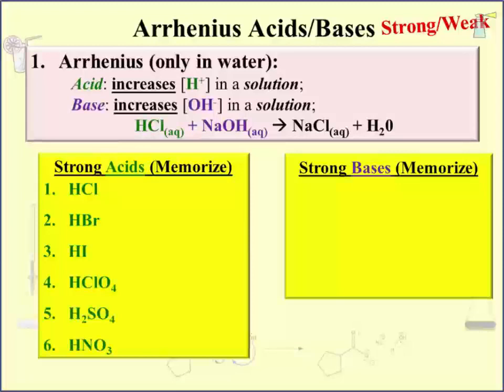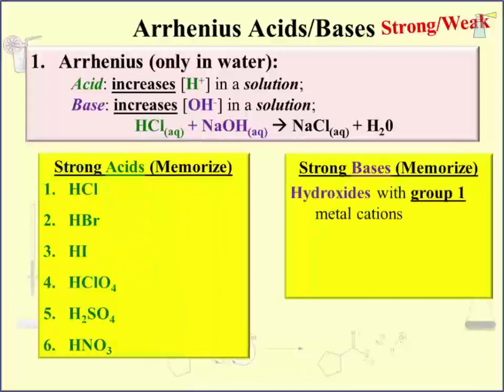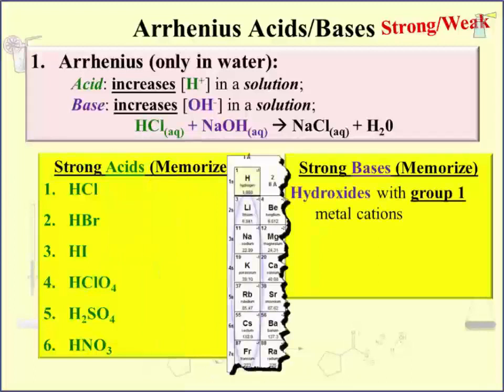One way to help memorize some of these is to note that 3 of them have anions in the same column on the periodic table. Other than fluoride, the top halides of the column all form strong acids. As for strong bases, these are compounds of hydroxide with group 1 metal cations.